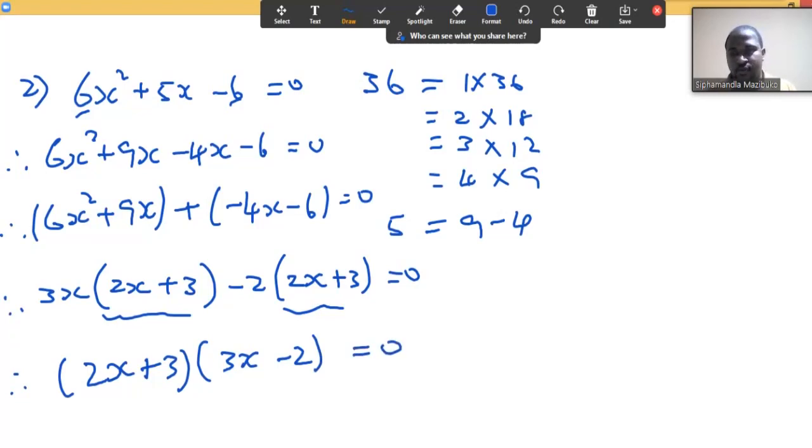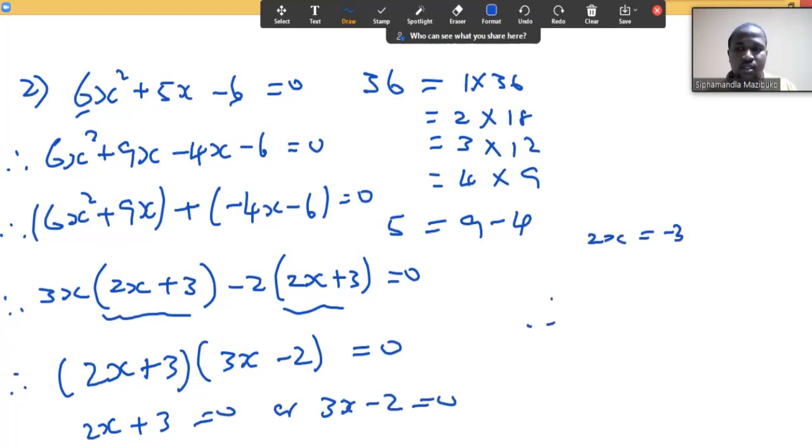Therefore we can easily say we have 2x plus 3 equal to 0, or we have 3x minus 2 equal to 0. Therefore our 2x is equal to minus 3, or our 3x is equal to 2. This is nothing but x equal to minus 3 over 2, or else x is equal to 2 over 3.